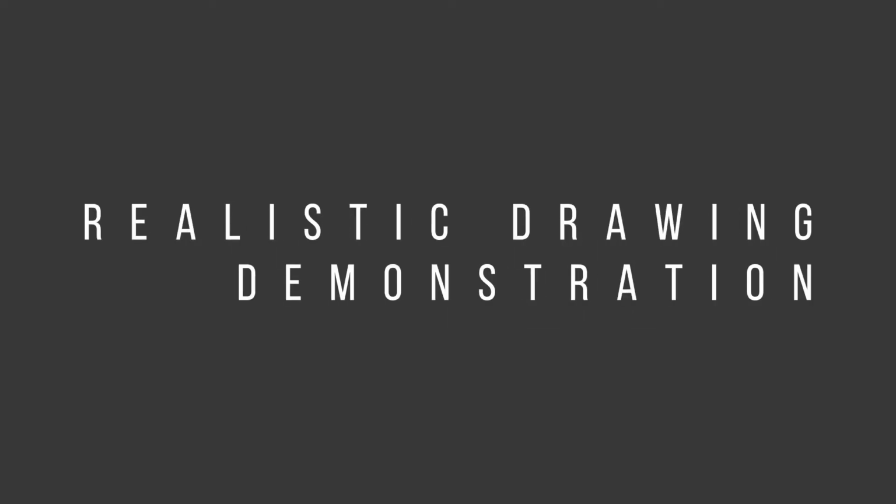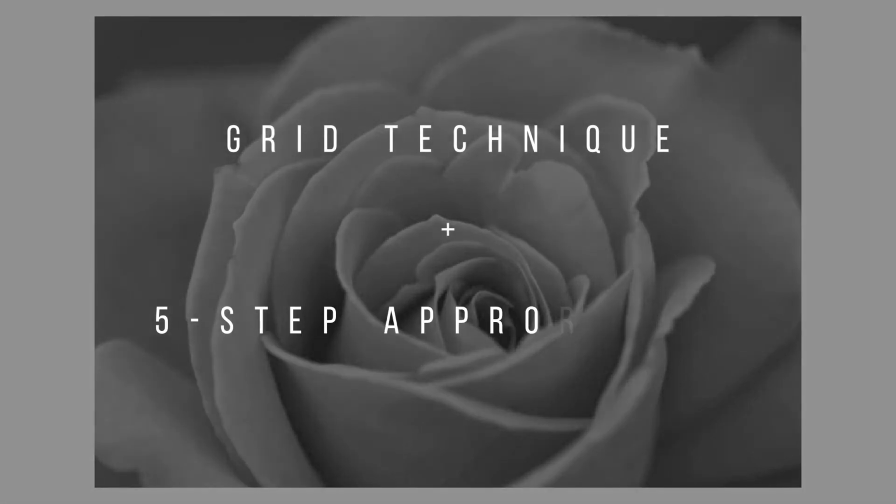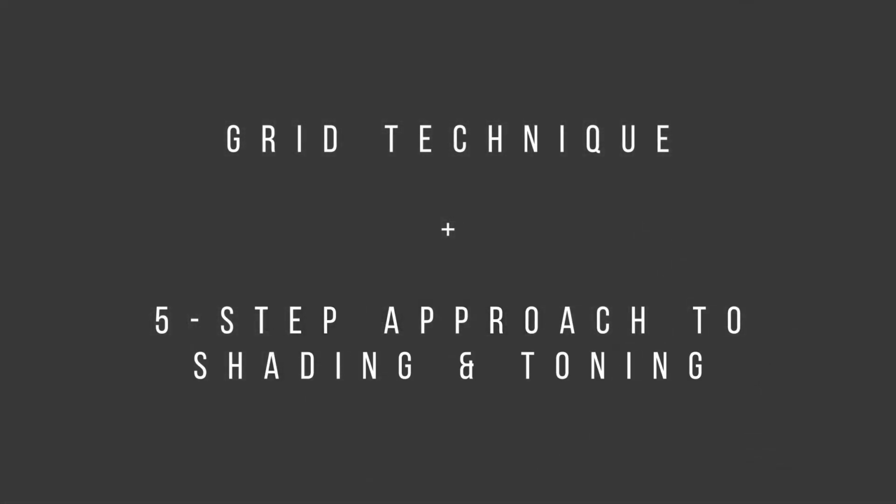Okay, hello everyone. In this video, I'm going to be demonstrating to you how to draw a realistic drawing of this picture of a flower. And basically, when it comes to realistic drawing, it's applying two techniques that you've been taught during your art lessons. The first is grid technique. And the second is the five-step approach to shading and toning. So I'm going to begin by demonstrating to you how to do the grid technique.